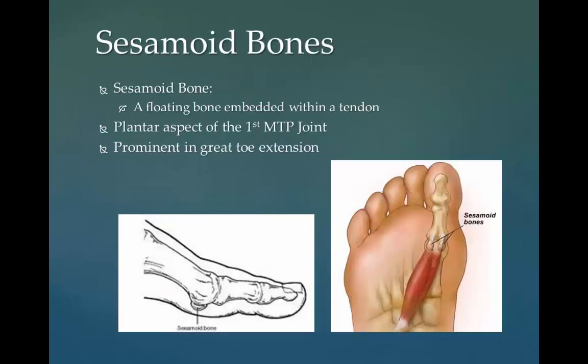A sesamoid bone is embedded in a tendon. Sesamoids are found in several joints in the body. In the normal foot, the sesamoids are 2 pea-shaped bones that are located in the ball of the foot beneath the big toe. They act as a pulley for the tendons.